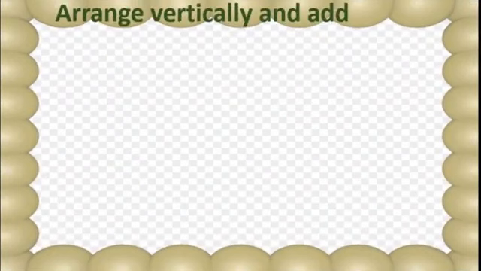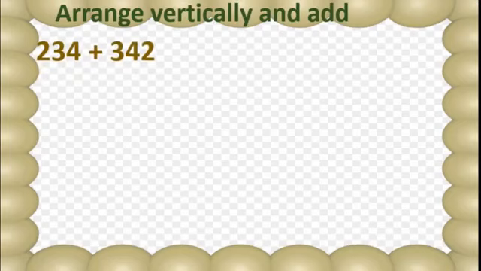Arrange vertically and add. Okay. Here the numbers given are 234 plus 342. Now first we will see the meaning of vertically. See students, vertically means in standing position. Means one below the other.